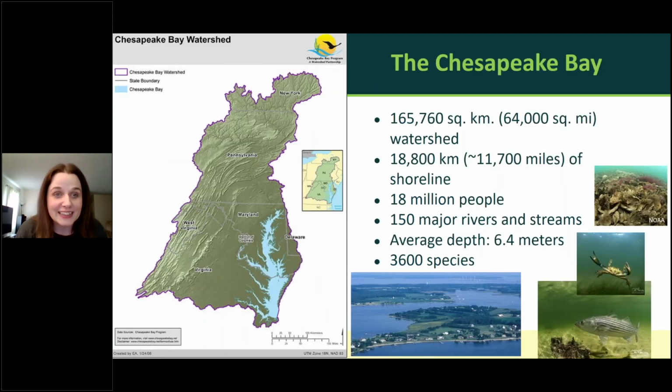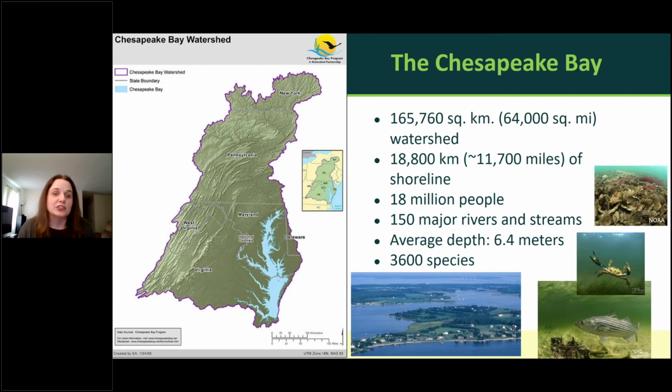So the Chesapeake Bay is a pretty large watershed. It's around 64,000 square miles, and it incorporates several states. These states we refer to as jurisdictions that help us with our restoration efforts. We have New York, Pennsylvania, Maryland, West Virginia, Virginia, Delaware, the District of Columbia, and all these groups are part of this watershed.